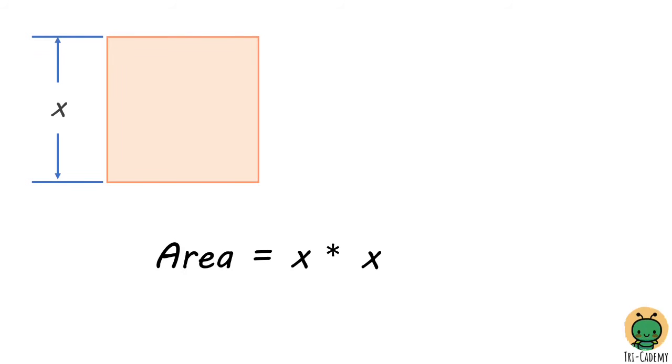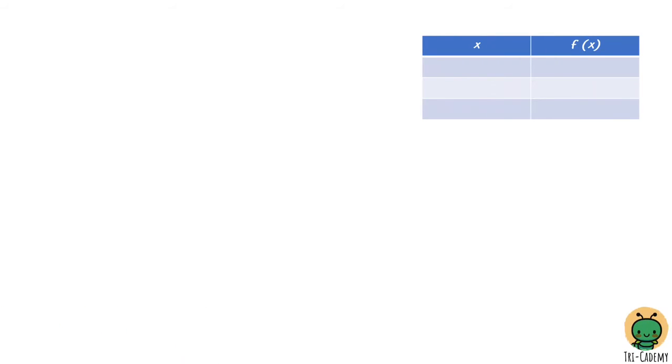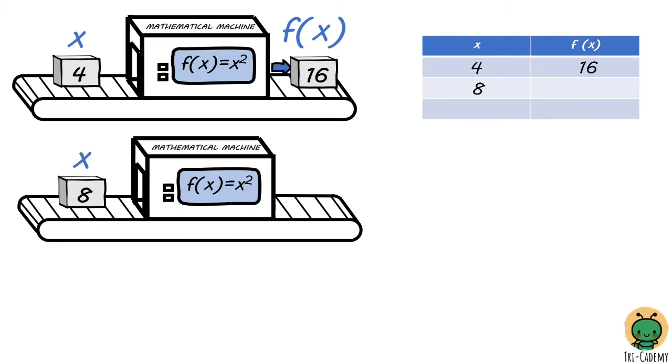Let us look at this square, where one side is labeled as s. We know that to determine the area, we simply multiply s by itself. So if s is equal to 4, the area is 16. So let us put it on a table. So if it's 8, we get 64. If it's 6, we get an area of 36.